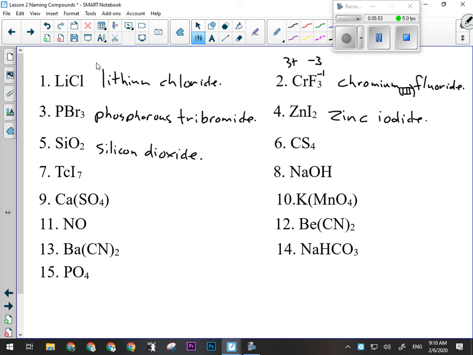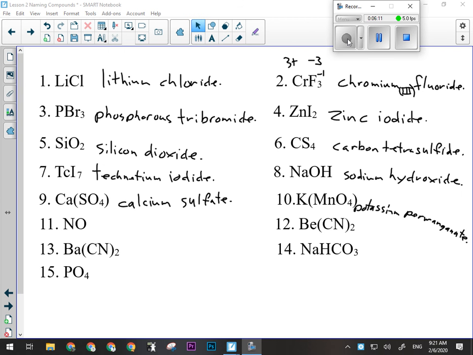Then it's an ionic compound. Does it need a Roman numeral? No. Okay, then I know what to do. Or yes, it does need a Roman numeral. Then I know what to do. Ask yourself those questions each time you encounter one of these, and you'll get them right. I'll give you a little bit more time, and I'll go through another 5 here in a minute or two.